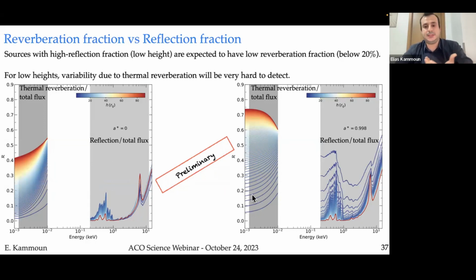If the thermal reverberation is 10 or 20%, and even if that is variable, it's very hard to detect with observations. So that's why most likely we are not able to see the correlation in these sources. And that's very important. As I mentioned, this is still under investigation, but so far things are very promising.